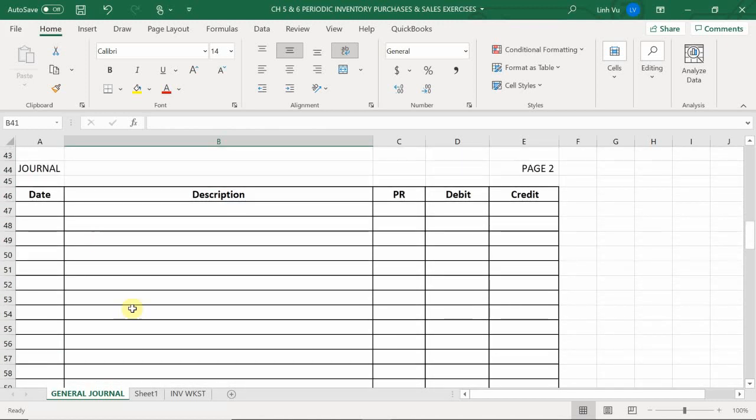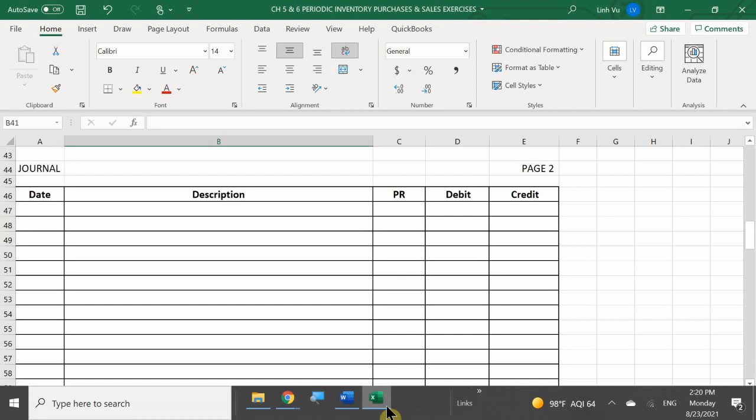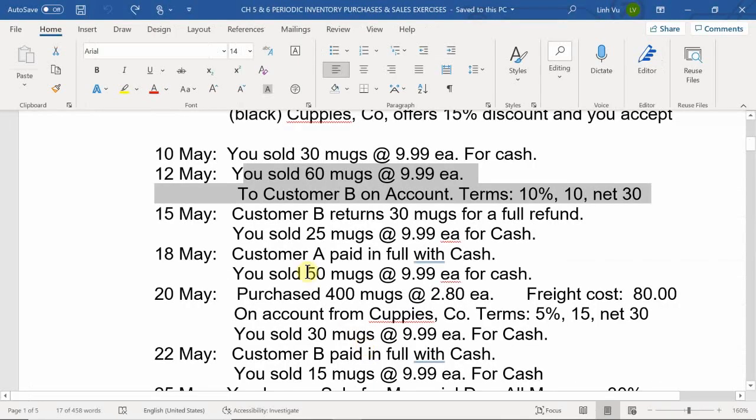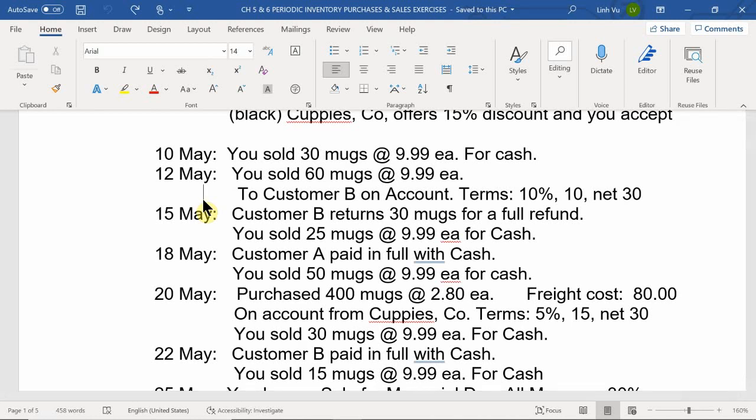So now we're on our general journal page 2. Because we sold 60 mugs to customer B on an account, 3 days later customer B comes back and returns 30 mugs for a full refund. So that means we've got to refund customer B for a full refund on 30 of those mugs.